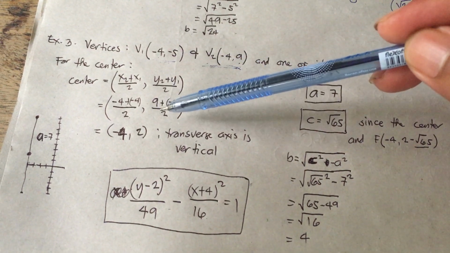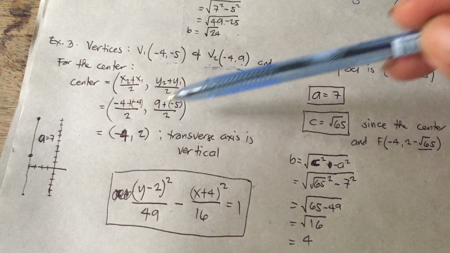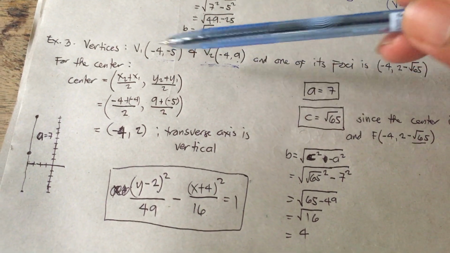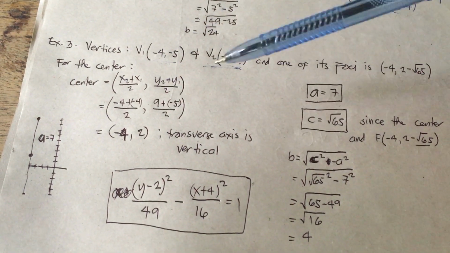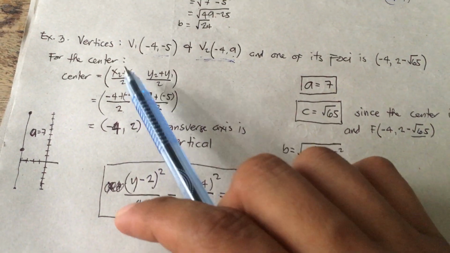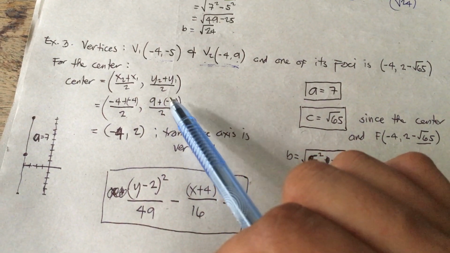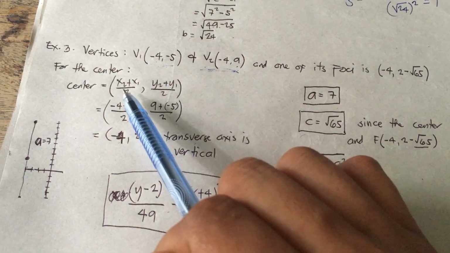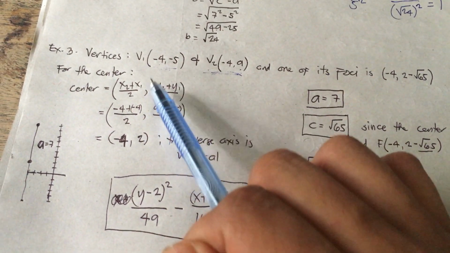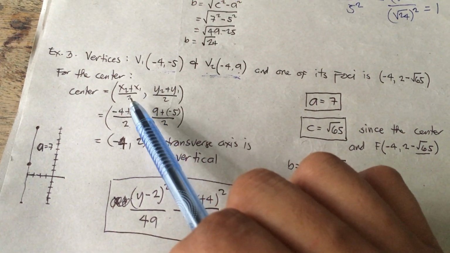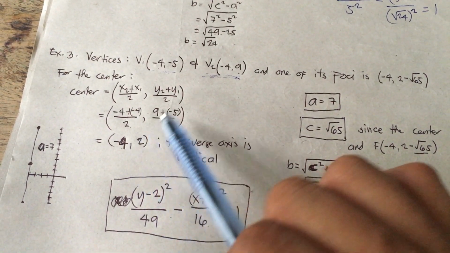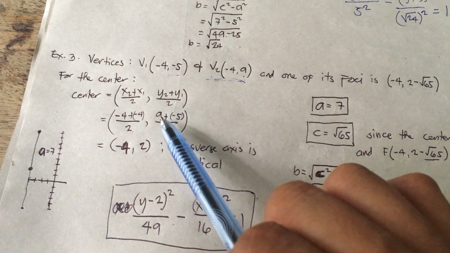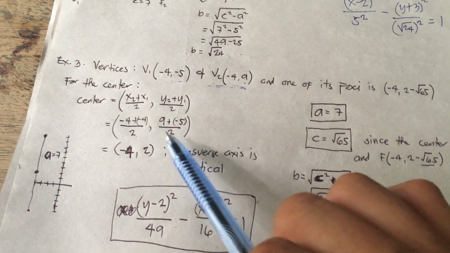Once we get the center, we just look at the A units towards the vertex to get the A. So for the center, the same as in number 2, we use the midpoint formula: x sub 2 plus x sub 1 over 2 and y sub 2 plus y sub 1 over 2. We consider this as point 2 and this is point 1. X sub 2 we have -4, x sub 1 -4, so add, we have -8 over 2 would be -4. Y sub 2 we have 9 plus y sub 1 -5, so add 9 plus -5, we have 4 over 2, we have 2.